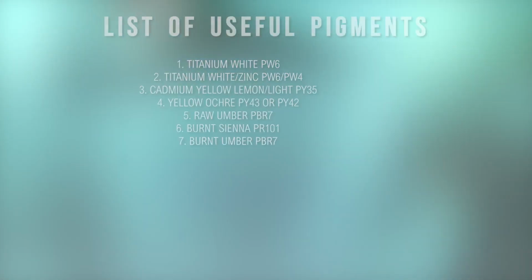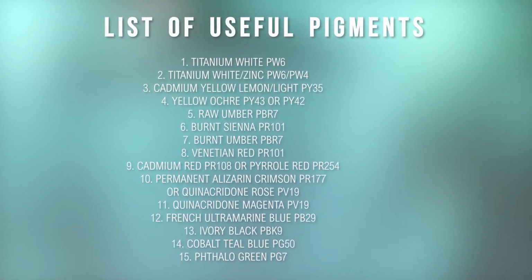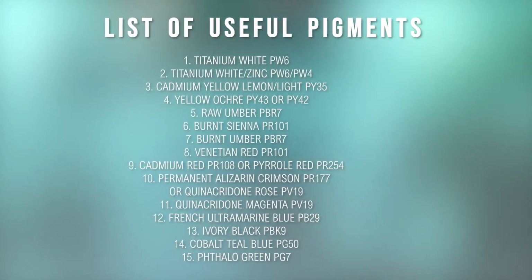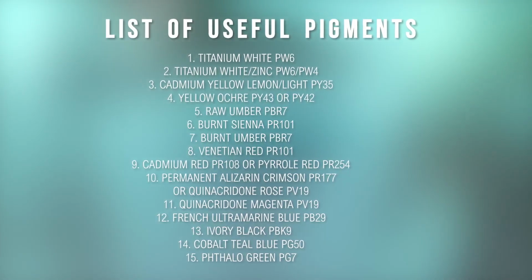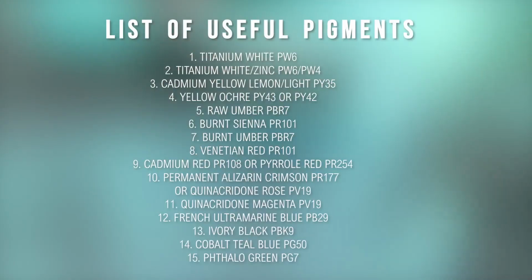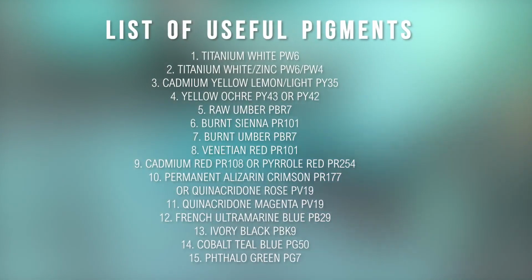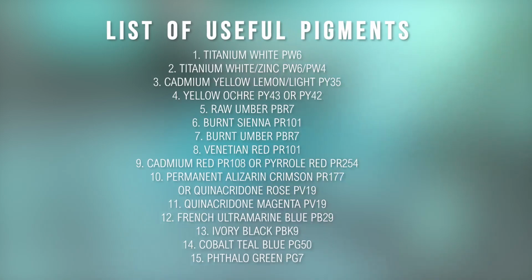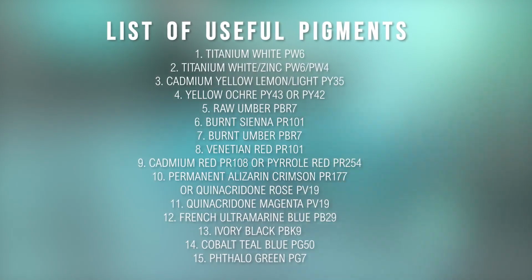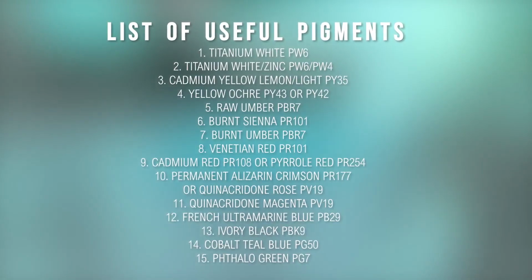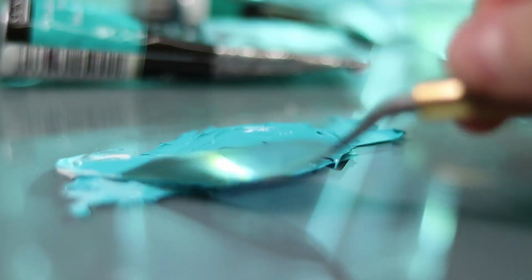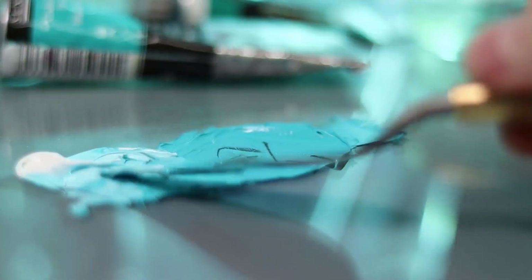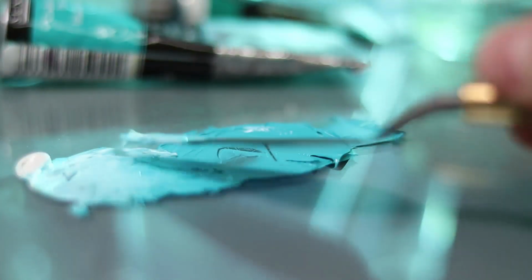Titanium zinc white, cadmium yellow light or cadmium yellow lemon, yellow ochre, raw umber, burnt sienna, burnt umber, Venetian red, cadmium red or pyrrole red, permanent alizarin crimson, quinacridone magenta, French ultramarine blue, ivory black, cobalt teal blue, and phthalo green. This list is just a suggestion, so feel free to choose your own pigments. Before each painting, select the pigments that work best with what you have planned for your composition.